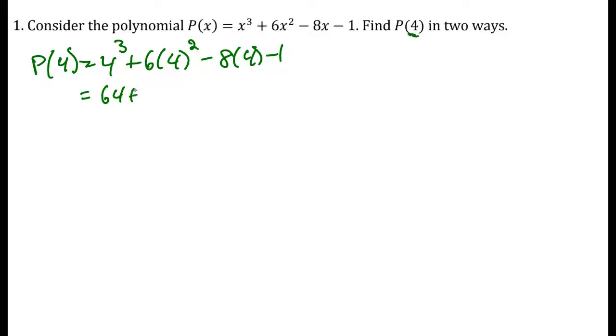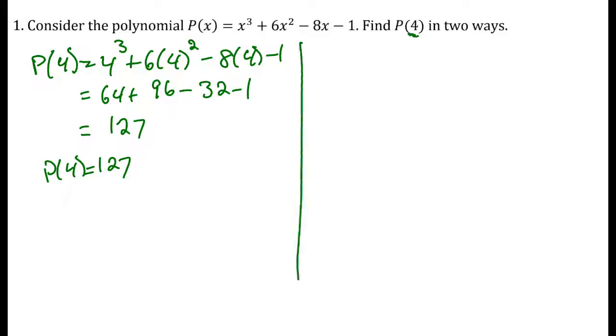That's 64 plus 16 times 6, which is 96, minus 32 minus 1. Add these together, use your calculator, don't make a mistake: 64 plus 96 minus 32 minus 1 is 127. So P of 4 apparently is 127.